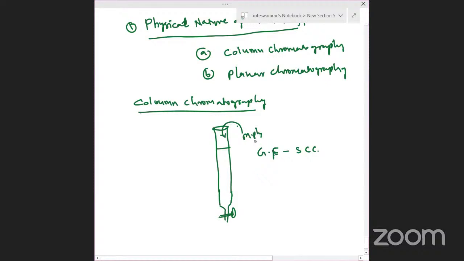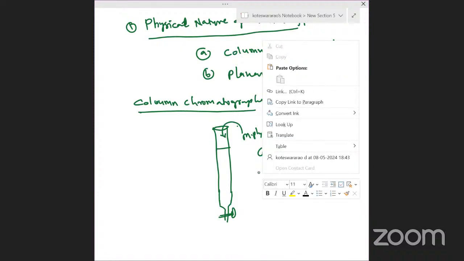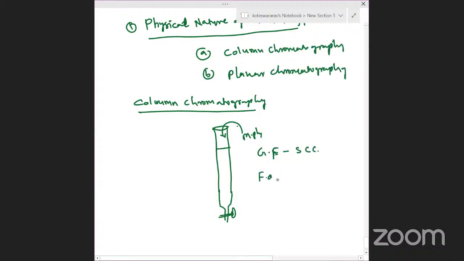Suppose we apply force on the mobile phase, forcefully pressing it through the stationary phase. An example is gas liquid chromatography. We apply gas pressure, and the liquid is the stationary phase and gas is the mobile phase. Here the liquid is bound on a solid surface and acts as the stationary phase through which we pass the gas. The sample is passing through the stationary phase, by which the components are separated.